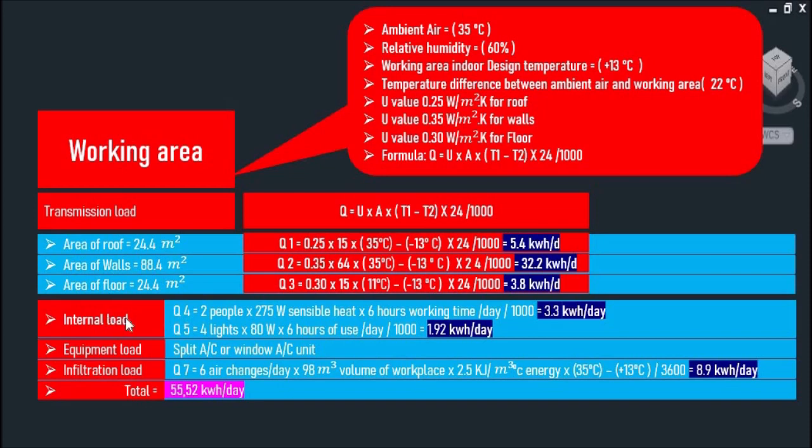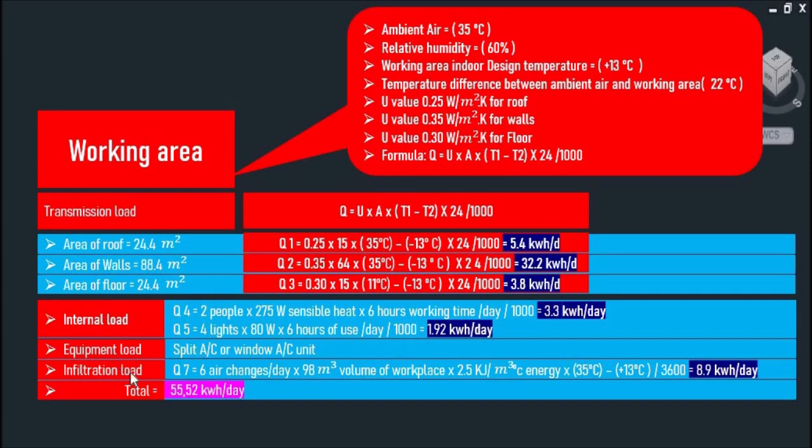And again, we have internal load: 2 people, each of them has a loss of 275 watts, multiplied by hours of working per day, divided by 1000. That comes out to 3.3 kilowatt hours per day. 4 lights multiplied by wattage multiplied by hours of use per day, divided by 1000, comes out to 1.92 kilowatt hours per day. For the equipment load in the working area, we use different units such as split AC or window AC units, which do not require being accounted for in the equipment load.